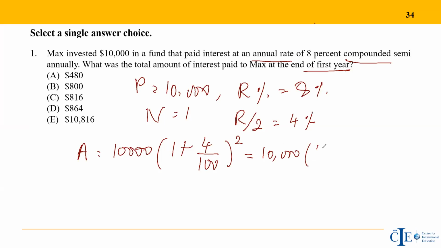This I can say is 104 the whole square over 100 square. Now just split, you don't take a decimal because this 100 square actually gets settled out with this 10,000 here. Most of the time the value would be such that they will cancel out. So that part is gone. Now all I need to do is calculate this 104 square.